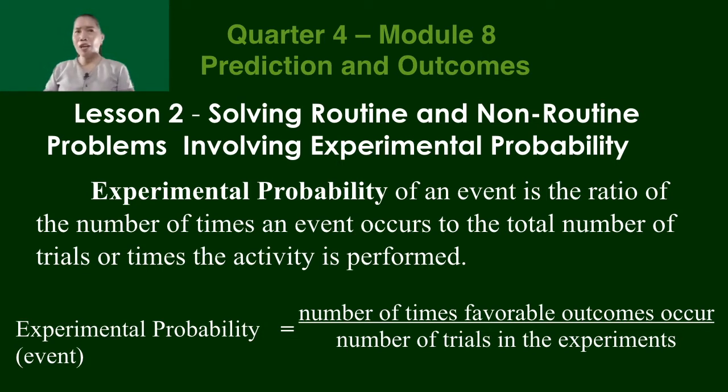Using the same formula as in lesson 1, the experimental probability of an event equals the number of times favorable outcomes occur over the number of trials in the experiment.